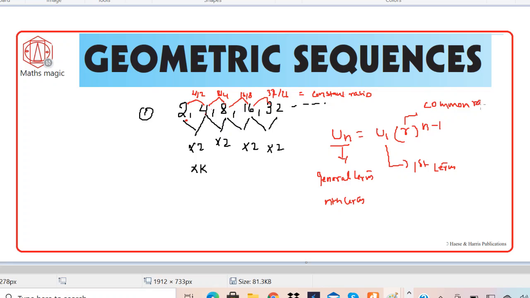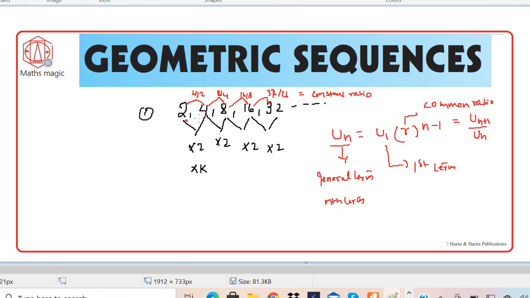This common ratio is obtained by taking the ratio of two consecutive terms, and while finding the ratio of consecutive terms, you have to always take the next term divided by the previous term. Keep this in mind: it's always the next term divided by the previous term. It will give you the common ratio. Now let's see how we can use this formula.